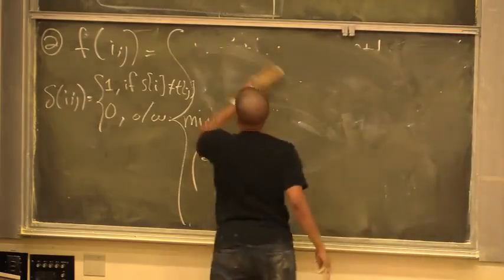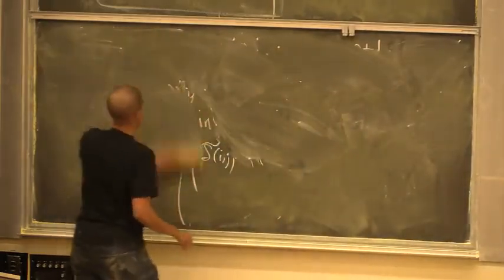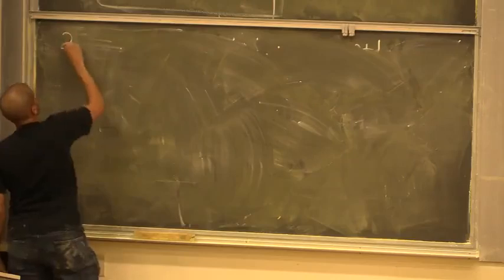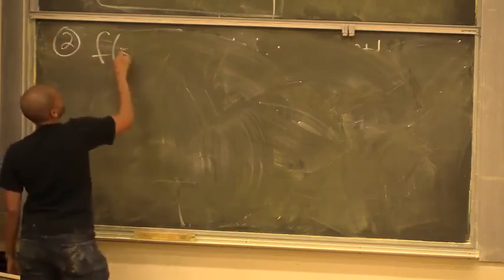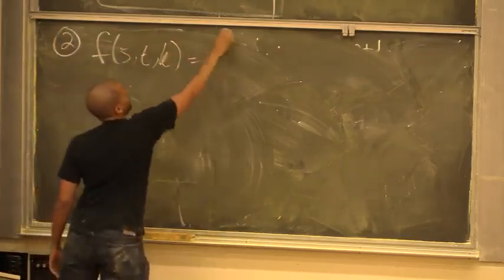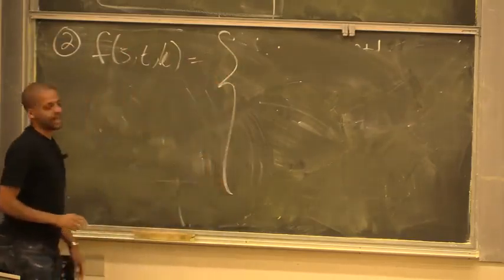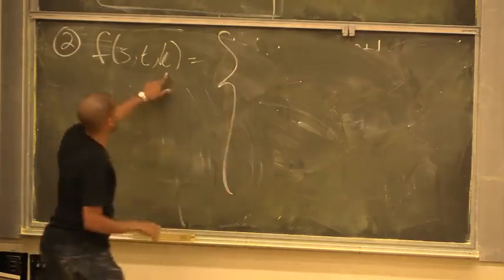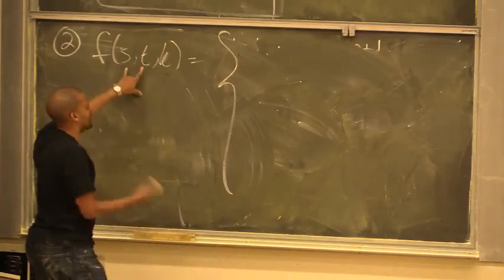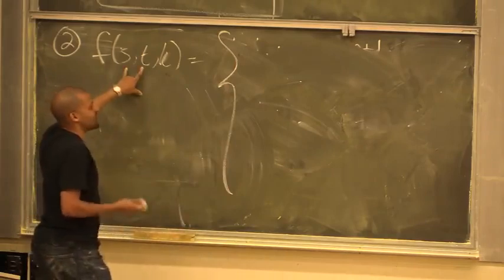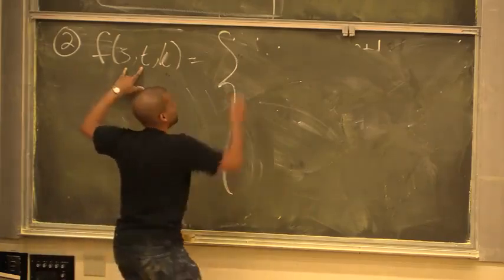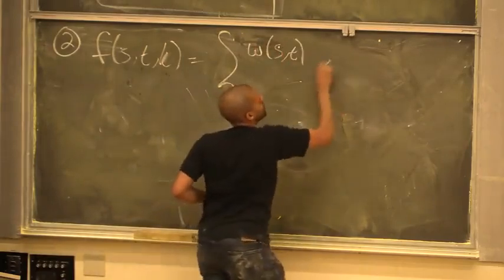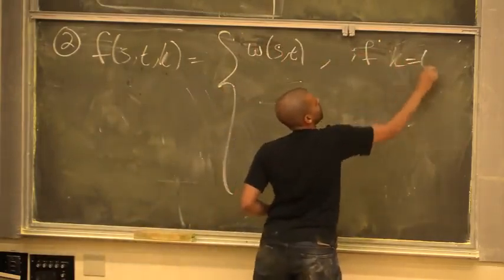And then I can write down a recurrence relation, which is that f of stk, the base case is, again, k is equal to 0, which means I'm not allowed to have any intermediate vertices. And if k is equal to 0, I have to get from S to t without any intermediate vertices. So that's just the length of the edge from S to t. So that's the weight from S to t if k is equal to 0.